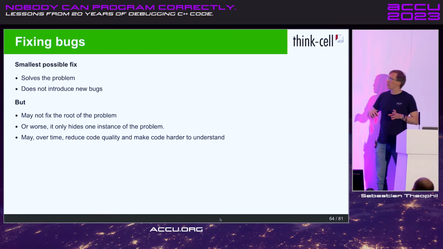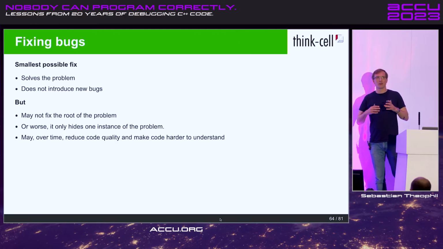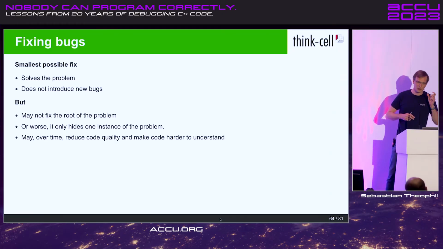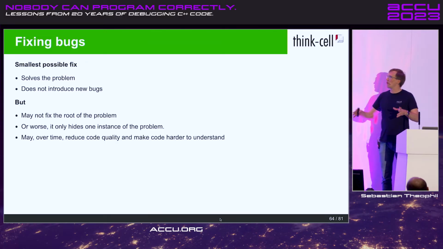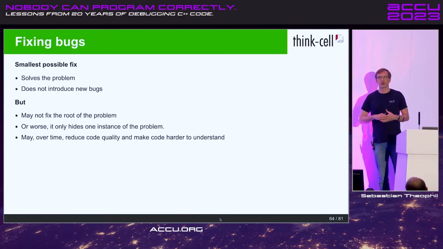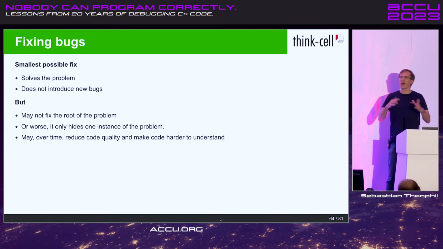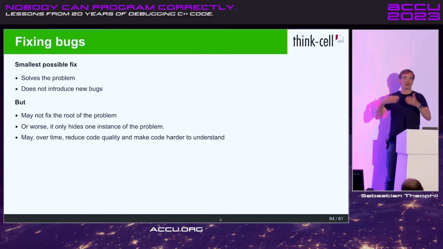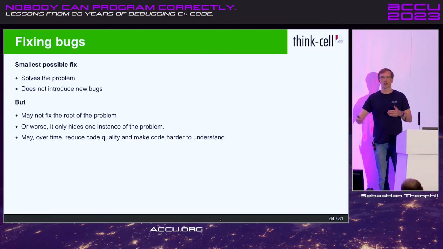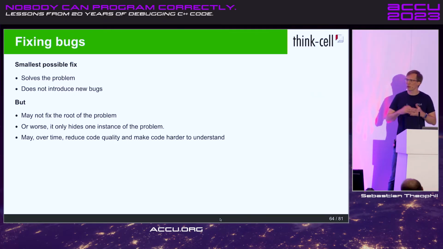Because maybe people tend to listen to the small part and not to the smallest fix that really fixes the problem part. So we may try to jump to small fixes that don't really fix the root of the problem, or only hide one specific instance of the problem and make the other ones harder to reproduce. And over time, by accumulating small fix on small fix on small fix, your code quality will degenerate. Your code will become harder to understand, and the number of bugs you will make will just increase.